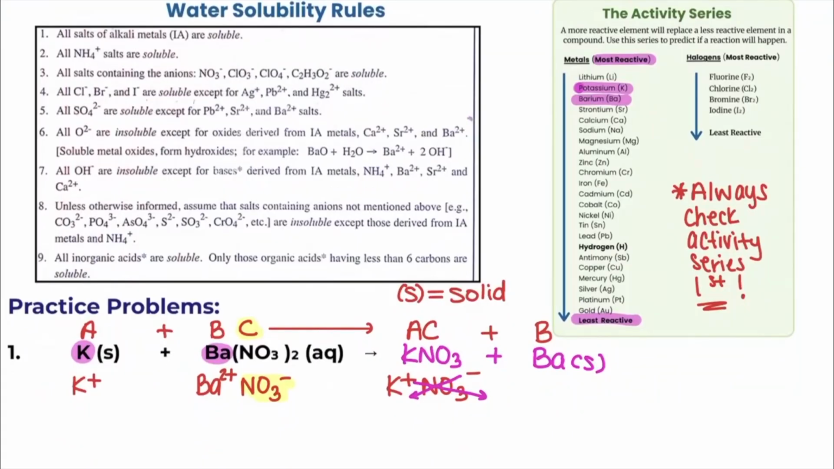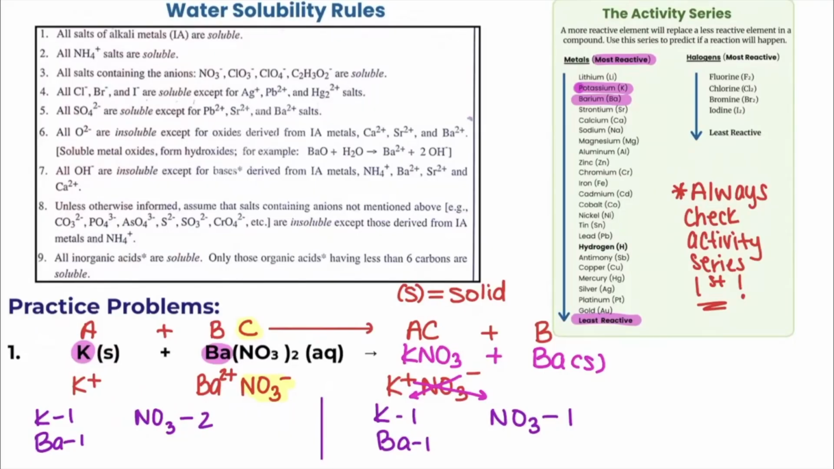Remember, we have to obey the law of conservation of mass, which says that matter cannot be created or destroyed, it can only be conserved. On the left side, we have 1 potassium, 1 barium, and 2 nitrates. On the right side, we have 1 potassium, 1 nitrate, and 1 barium. Now, quick note, I've said this before in a previous video of mine. If you want to keep the polyatomic ions together as one unit when balancing, like I am right now, you can.